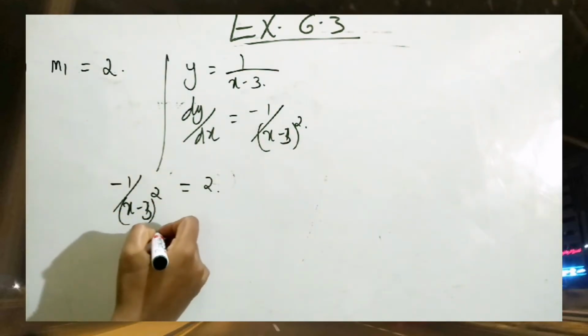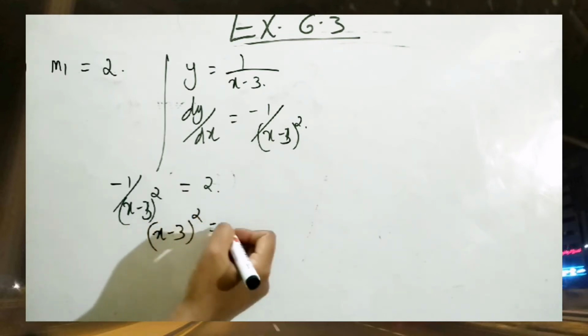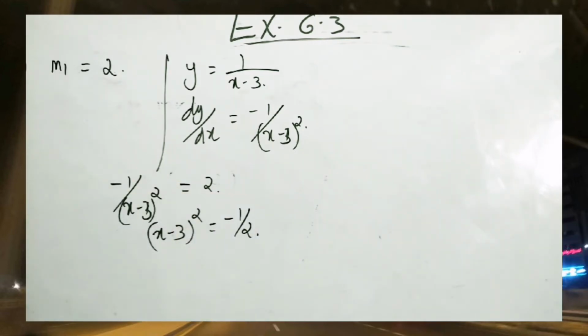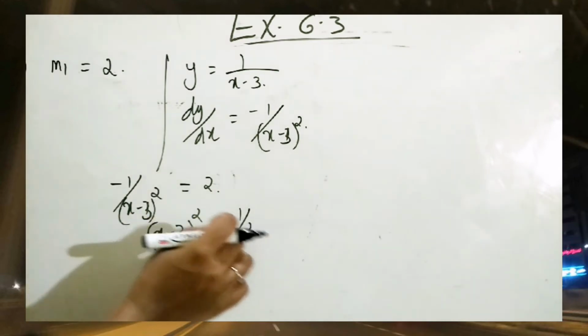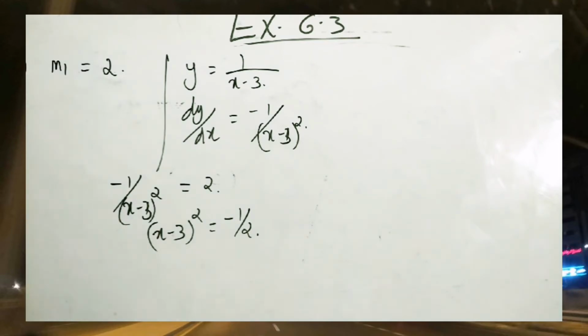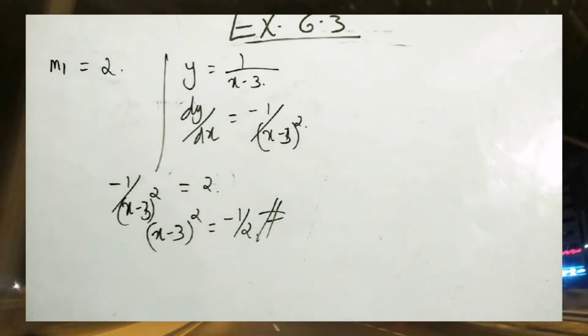From this we get (x minus 3) all squared is equal to minus 1 by 2. Is it possible? This is not possible, because the square of any number is always a positive number, and here we got a negative number. Therefore, there exists no tangent having slope 2.